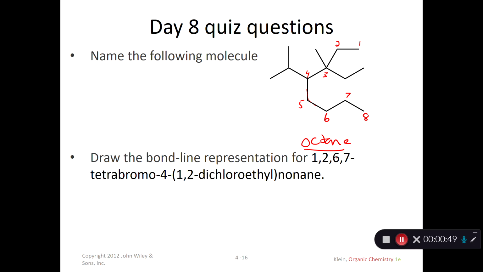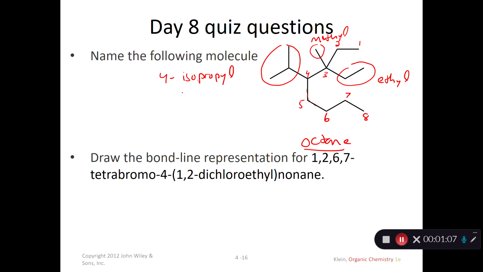So if octane is my parent chain, now I have this substituent on carbon 4, this one on carbon 3, and this one on carbon 3. So I have 3 ethyl, 3 methyl, and 4 isopropyl, or in other words, 4 methyl ethyl. Again, on this isopropyl group, the first 2 carbons make the ethyl, and the methyl is on the ethyl, so it has to come before it since it's a substituent on the substituent, if you wanted to name it that way. I like isopropyl. People use it a lot more, so I'll probably be using that instead of the methyl ethyl.